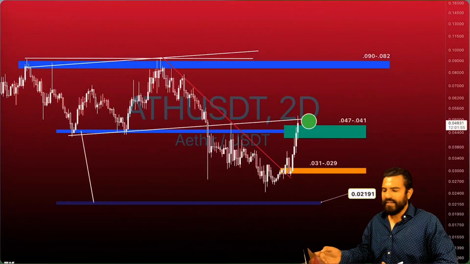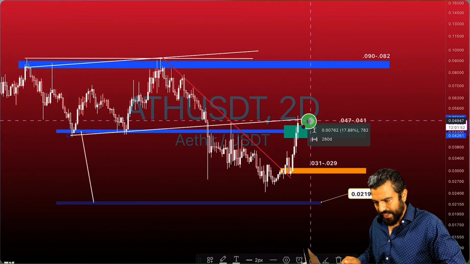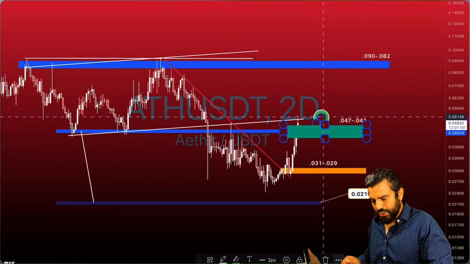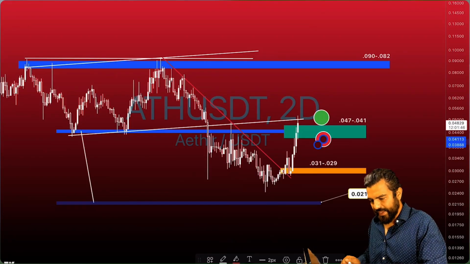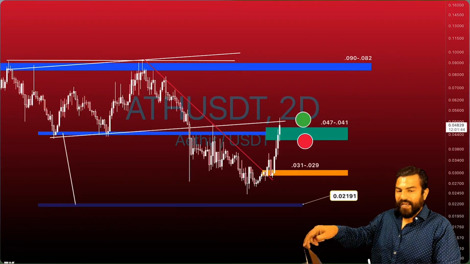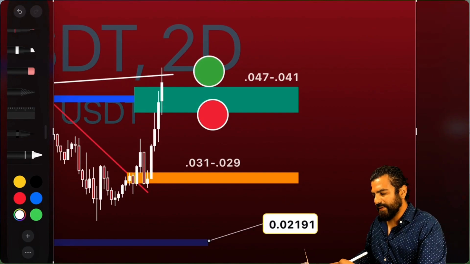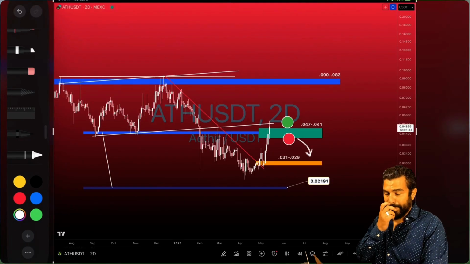Okay, so that's why I'm going to be leaning a little bit more bearish than I am bullish in this zone. It'll look something like that. Does anyone have any other questions for me on my take regarding this particular crypto?